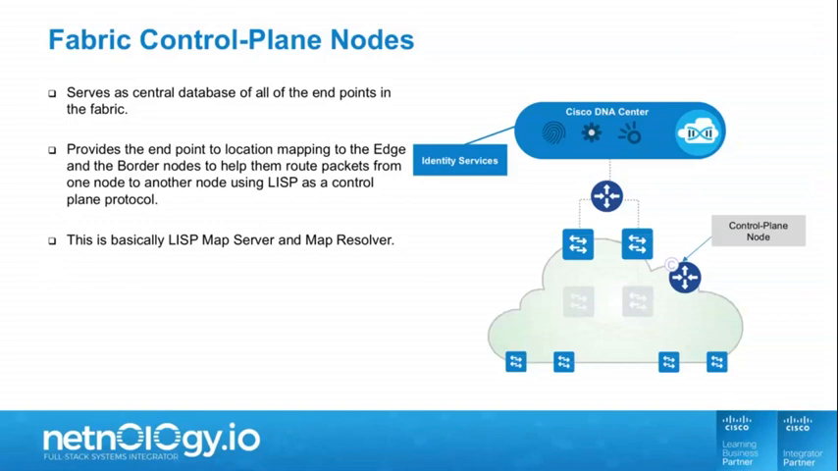Now, the next component, a pretty important component, control plane nodes. On the top right in dark blue right now, if you guys see. Now, what is a control plane node? What a control plane node is doing is basically tracking all of the users and devices as they attach themselves to the fabric and as they roam around.